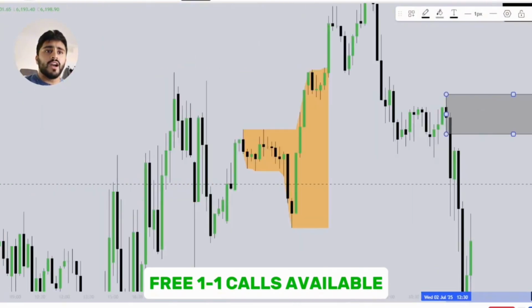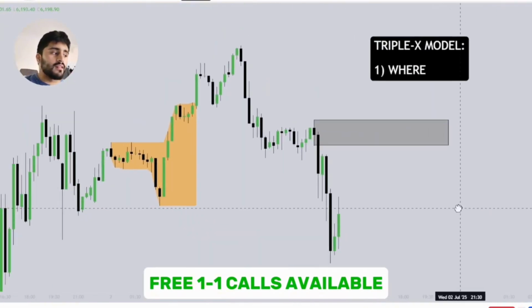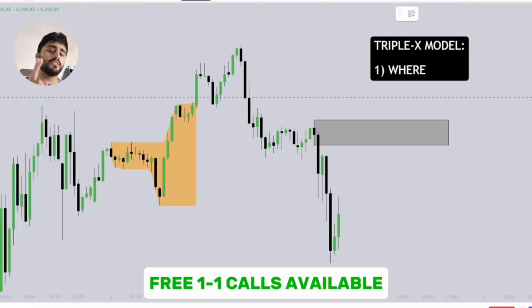Point of interest. Now, a couple of things about this point of interest I want traders to understand. I call this a two-phase manipulation model. The reason I call it a two-phase manipulation model is because price manipulates both sides of the Asian range. It is a two-phase manipulation model.